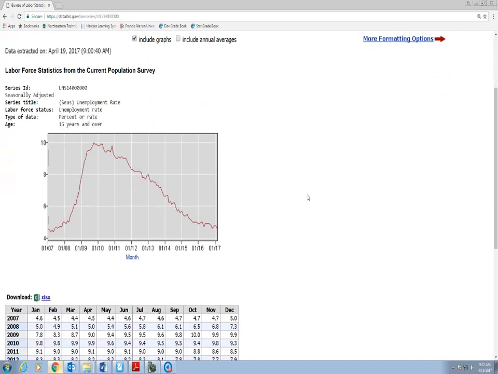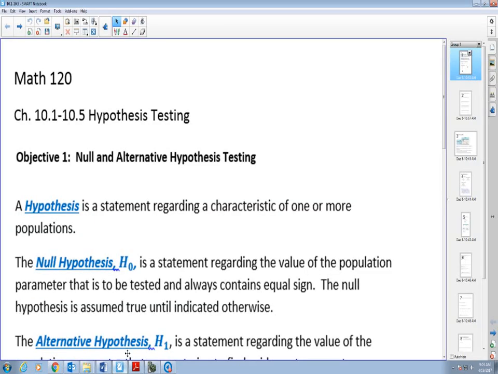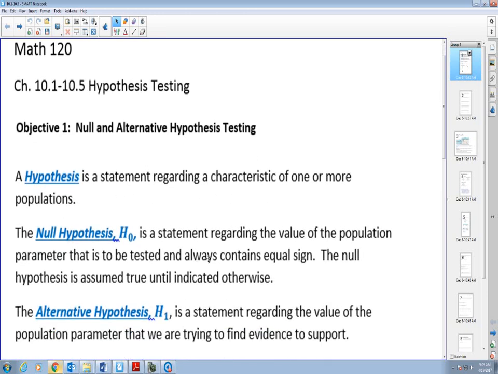The way to test these numbers, because whatever people tell us doesn't mean it's always true, is called hypothesis testing. So, a couple of new words here. A hypothesis is a statement regarding a characteristic of one or more populations. So when we say the unemployment rate as of March 2017 is 4.5%, what we want to do is think about testing that number.